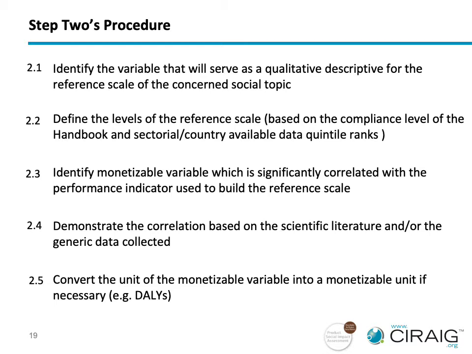The fourth substep is to demonstrate a significant correlation exists between the variable from substep 1 and substep 2. This should be done using the collected data, but proven correlation from the literature is also acceptable, provided you are transparent about the process used.